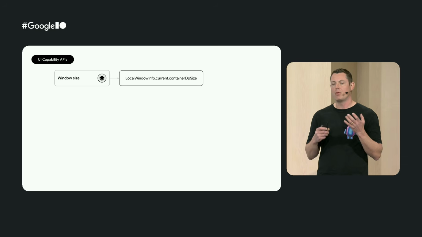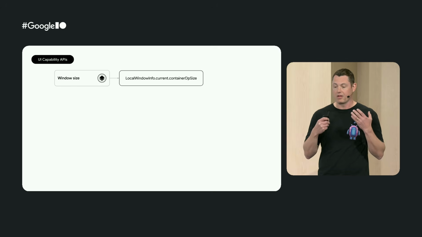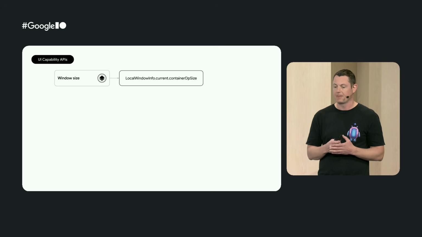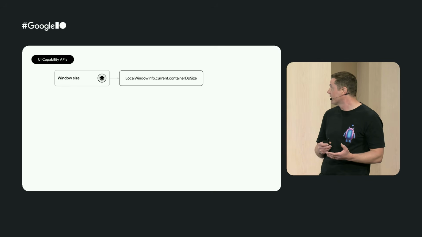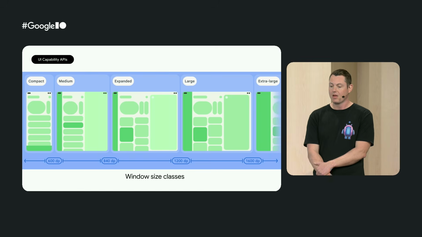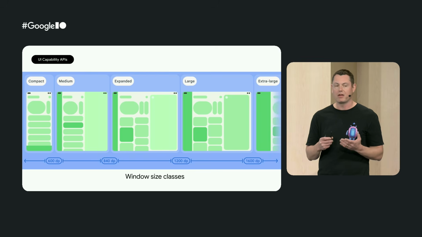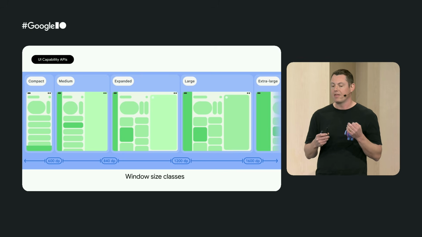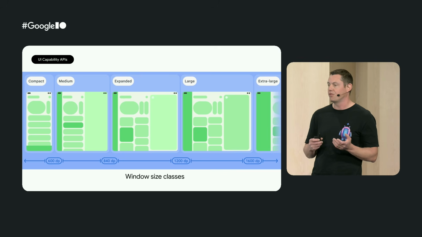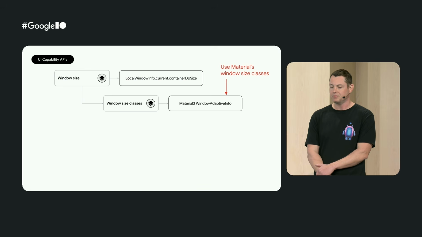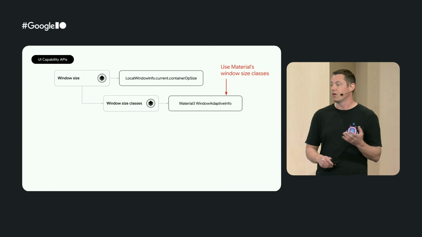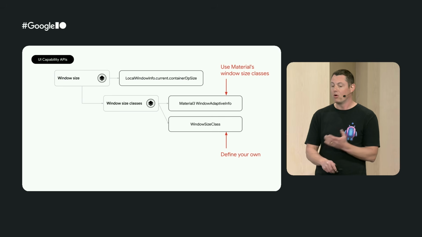So the most important property that you'll want to get access to is window size. And you can access it directly using LocalWindowInfo. But it's often more convenient to work with window size classes. These are opinionated viewport breakpoints that help you design app-level layouts for typical scenarios. You can use Material's predefined window size classes, or you can define your own using WindowSizeClass.